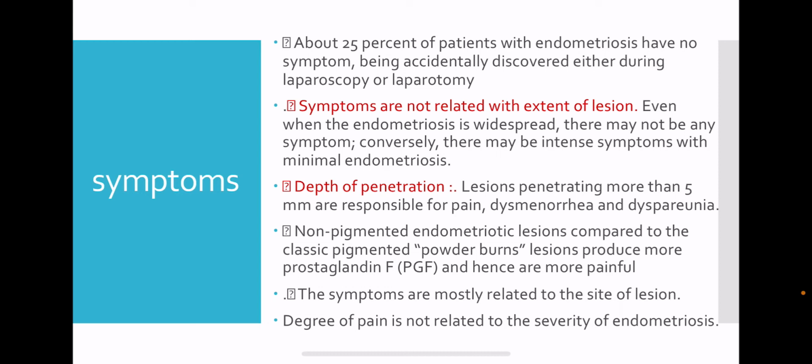Depth of penetration. Lesions penetrating more than 5 mm are responsible for pain, dysmenorrhea and dyspareunia. So guys, the lesions which are penetrating deeper, you see from the muscles, they are reaching the nerves, then these deep penetrating lesions will be responsible for the pain. And dysmenorrhea is painful menstruation which is incapacitating the women's day-to-day activities. That severe pain is dysmenorrhea, and dyspareunia is a painful sexual intercourse.